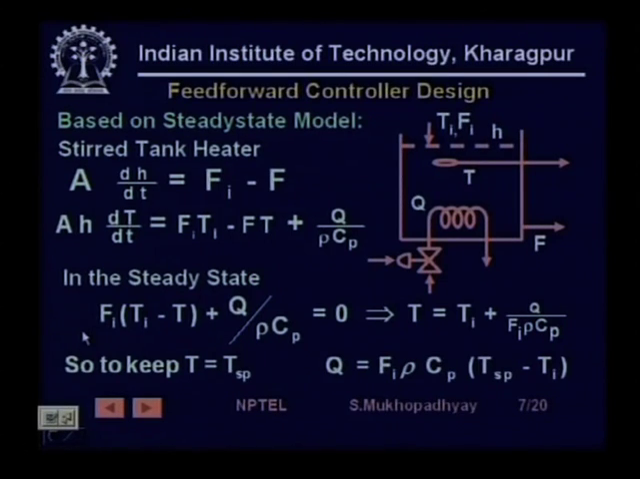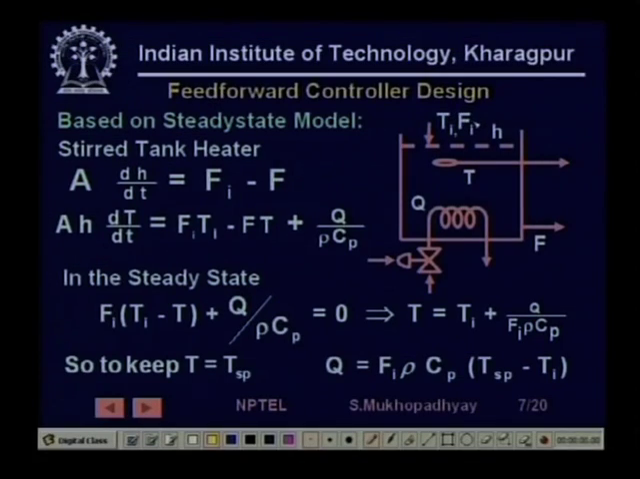So, suppose now we want the temperature to be exactly constant. What is the disturbance here? The disturbance here, for example, we could assume that Fi and F are constant. That could also be a disturbance, but it does not change. So that disturbance change we are not considering, but there can be a disturbance change in Ti. That is, the inlet fluid which is flowing in, its temperature can vary.